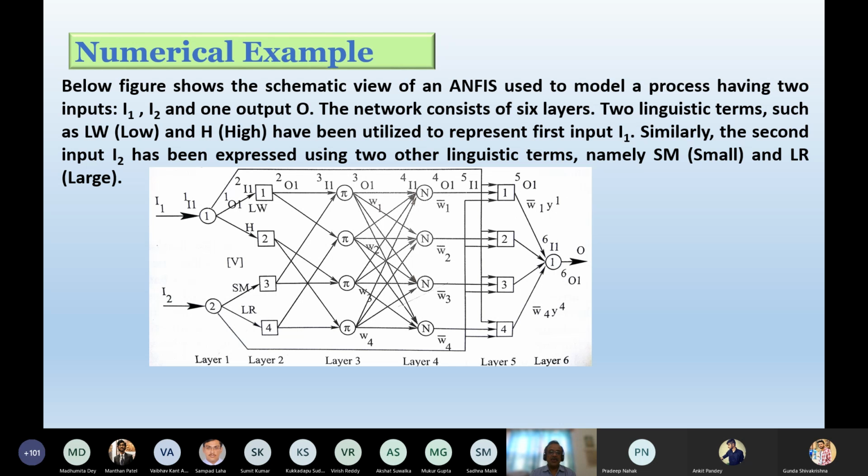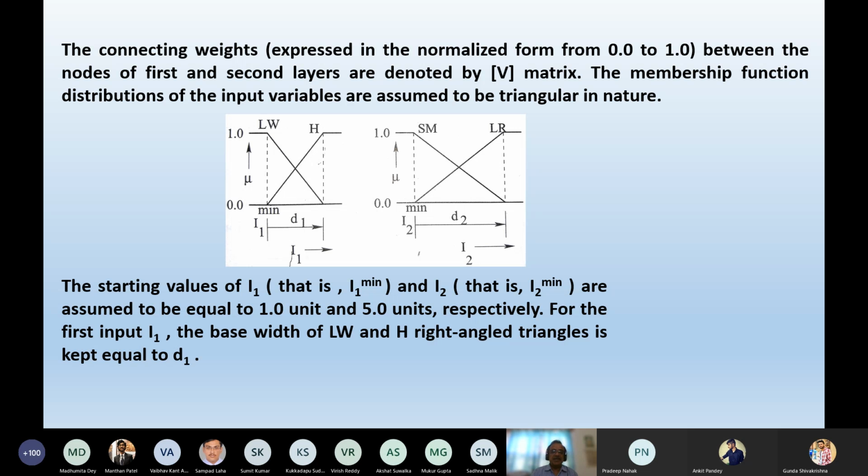So 2 multiplied by 2, there will be 4 rules on layer 3. Here we try to find out the firing strength, the normalized value of the firing strength, the outputs of the fired rules, then the final output. So this is a very simple network I have designed. These are the membership function distributions for I1 and I2, and the design variables are denoted by D1 and D2. For simplicity, we have considered two right angle triangles whose base widths are denoted by D1 and D2.